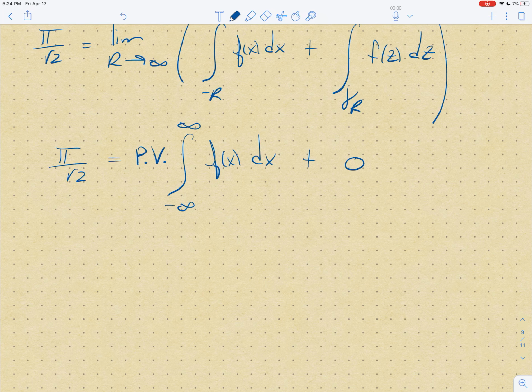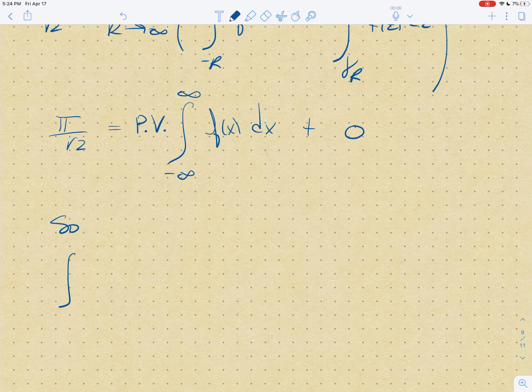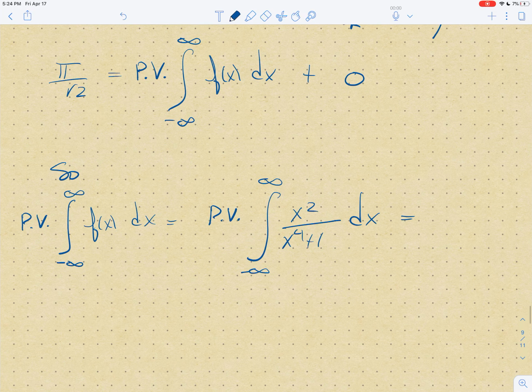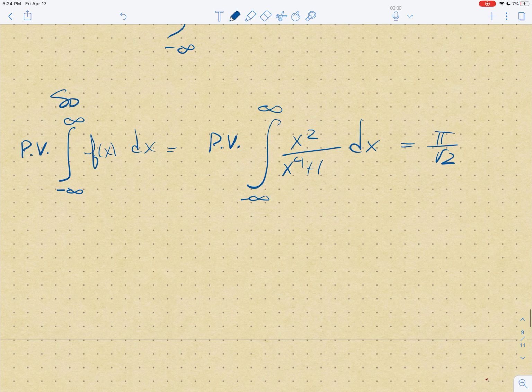And so finally we can say, okay, I've got the principal value, so I'm going to try to say everything here that we can. Minus infinity to infinity, the principal value of this f of x dx. This is what? The principal value of what was our function? X squared over x to the 4th plus 1, minus infinity to infinity, dx. This guy is exactly pi over root 2.